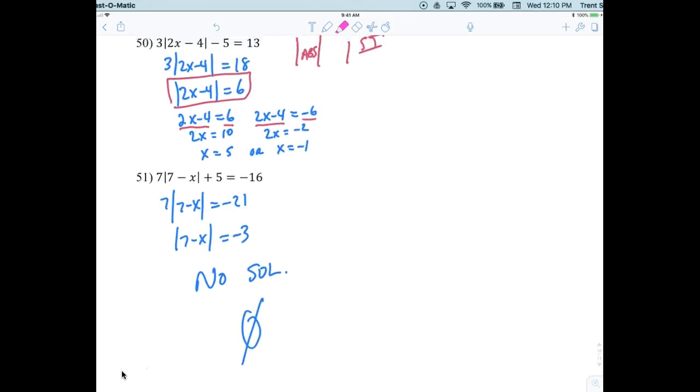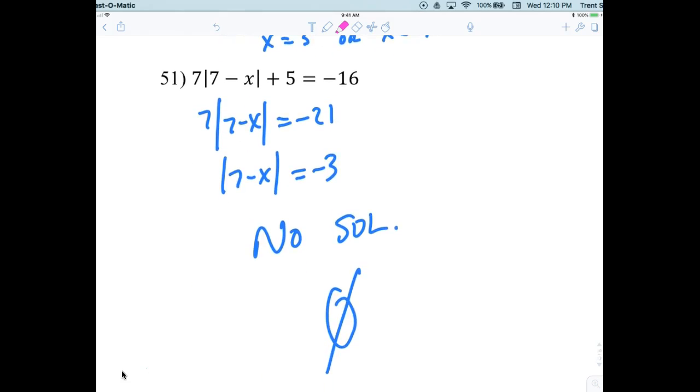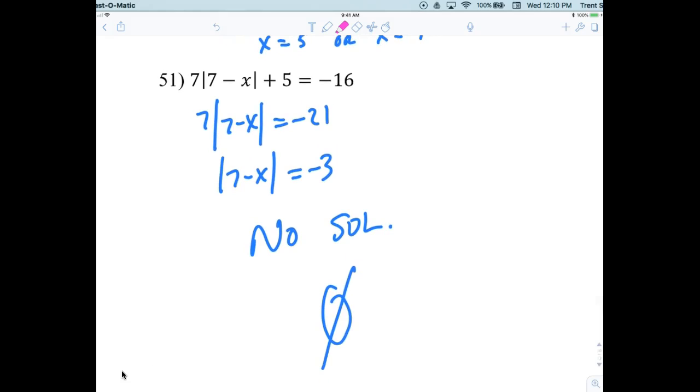Absolute value is set equal to a negative. When I isolated the absolute value, it was equal to negative 3. Is it possible for an absolute value to be negative? No, that's why it's no solution.